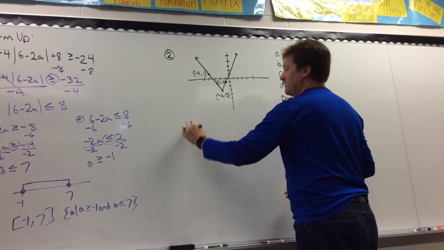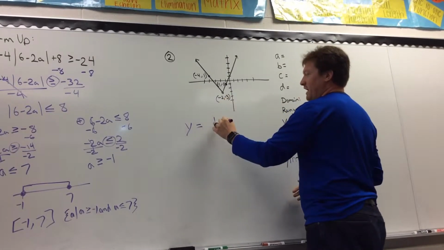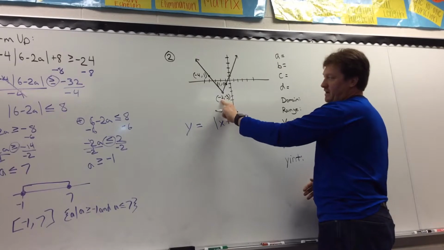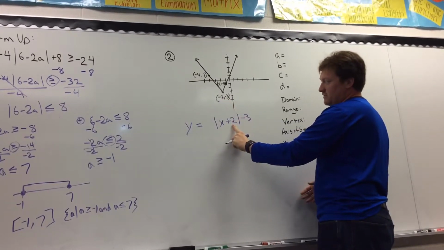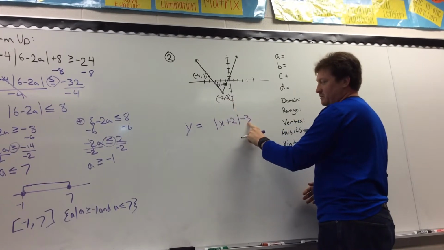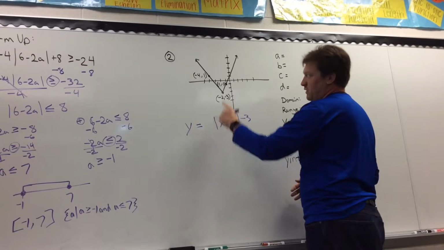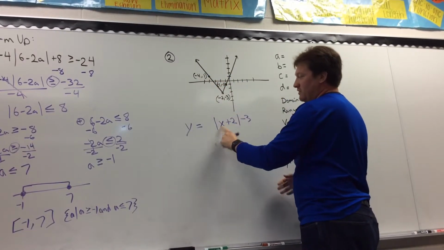So I've got y is equal to some number for a, times x plus 2, minus 3. The x value is the one that changes inside of the equation. The y value sticks because that's the d value. The c value switches, the b value switches. But when you're coming up with an equation based off the graph, the b value stays 1.